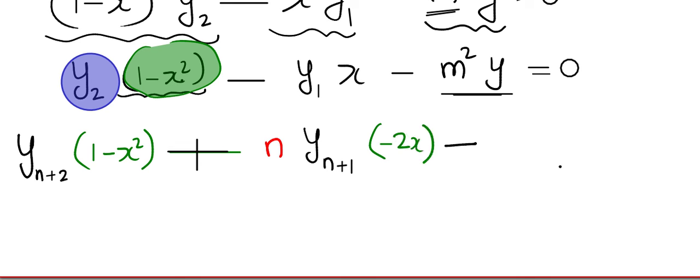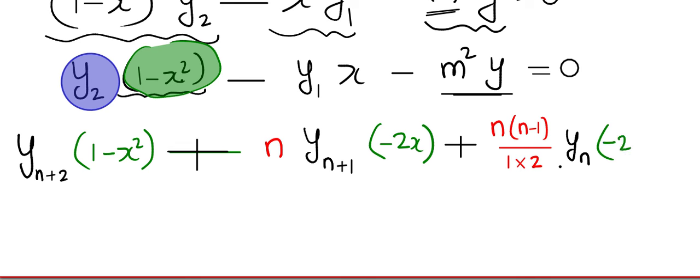Again plus. Now n becomes n minus 1 in the numerator. Denominator becomes 1 into 2. And the next function becomes yn. And the last one, the green one, differentiate once more. It becomes minus 2, which is a constant. So that means we can stop applying Leibniz theorem.